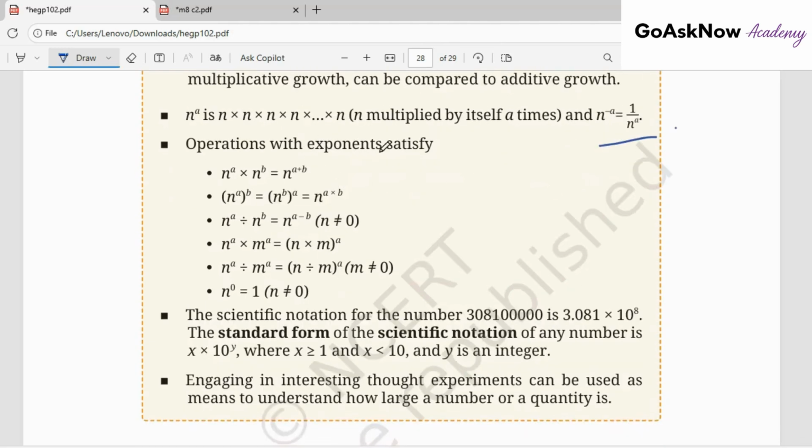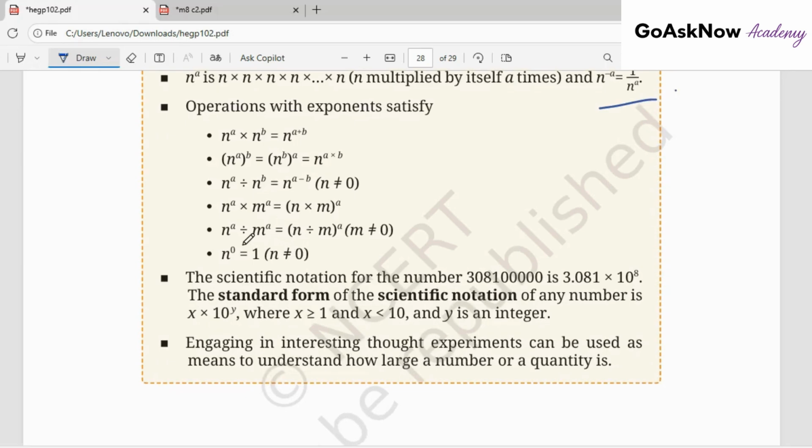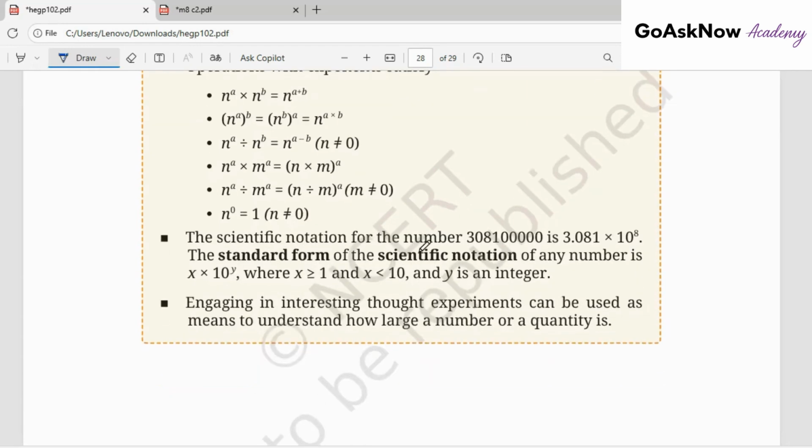Here, operations with exponents satisfy these rules: n power a into n power b is equal to n power a plus b. This is the power of power rule. Next, the division rule, where m is not equal to 0. N power 0 is equal to 1. The scientific notation for the number is 3.081 into 10 power 8.